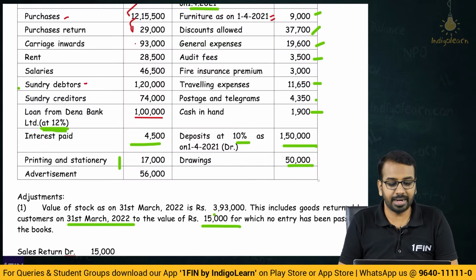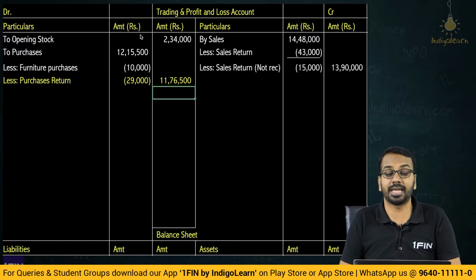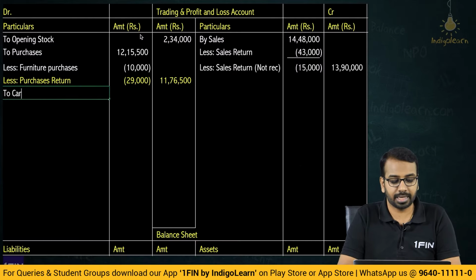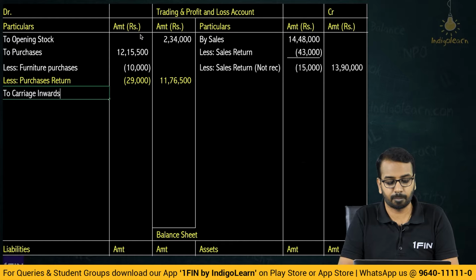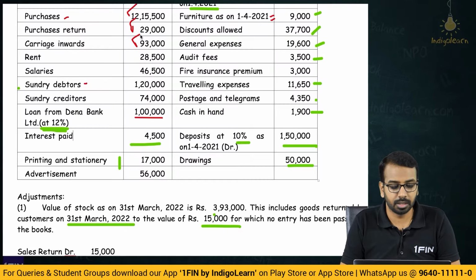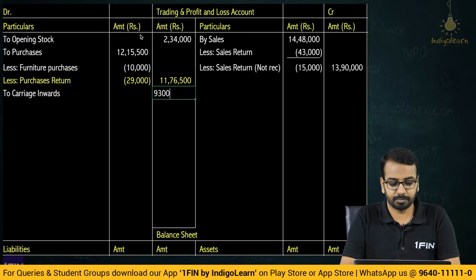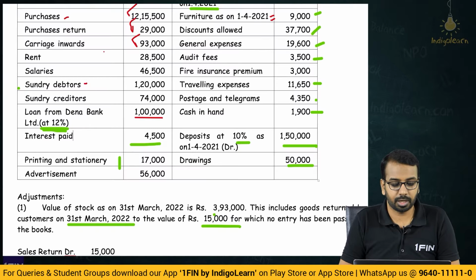Then we have carriage inwards 93,000. This also on the debit side of trading account. To carriage inwards 93,000. Okay, so that is done.